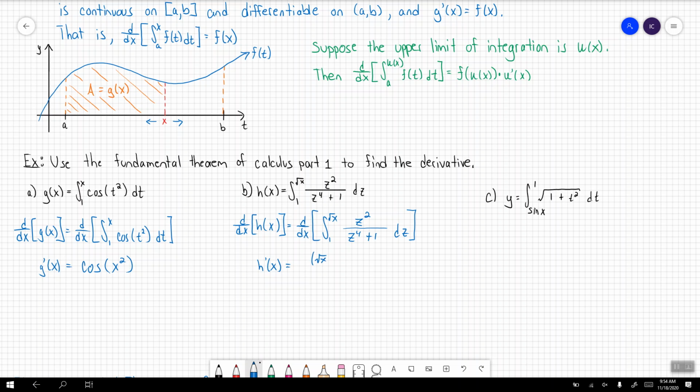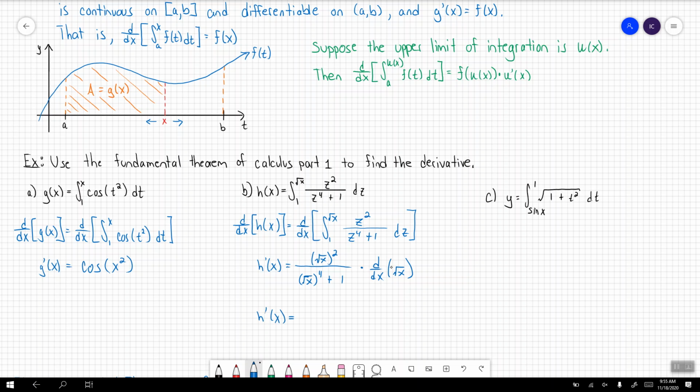So we have the square root of x squared, that's your z squared. We have the square root of x to the fourth, that was your z, plus 1. And we also need to multiply by the derivative of the square root of x. Remember, that's a chain rule. If it doesn't stop at x, and if it stops at some function of x, then we need to make sure that we account for that derivative when we apply that derivative.